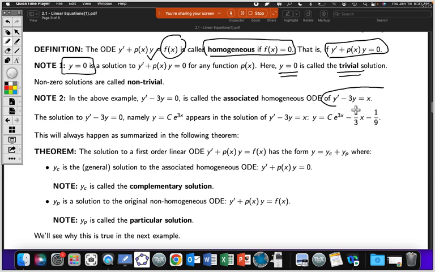The one that we just did, we didn't have 0, we had x. If I change that to 0, this is called the associated homogeneous ODE. So we have a non-homogeneous ODE because we have a non-zero function here. The associated homogeneous is when you set it equal to 0. And this solution, as we mentioned, appears in the solution of the non-homogeneous.